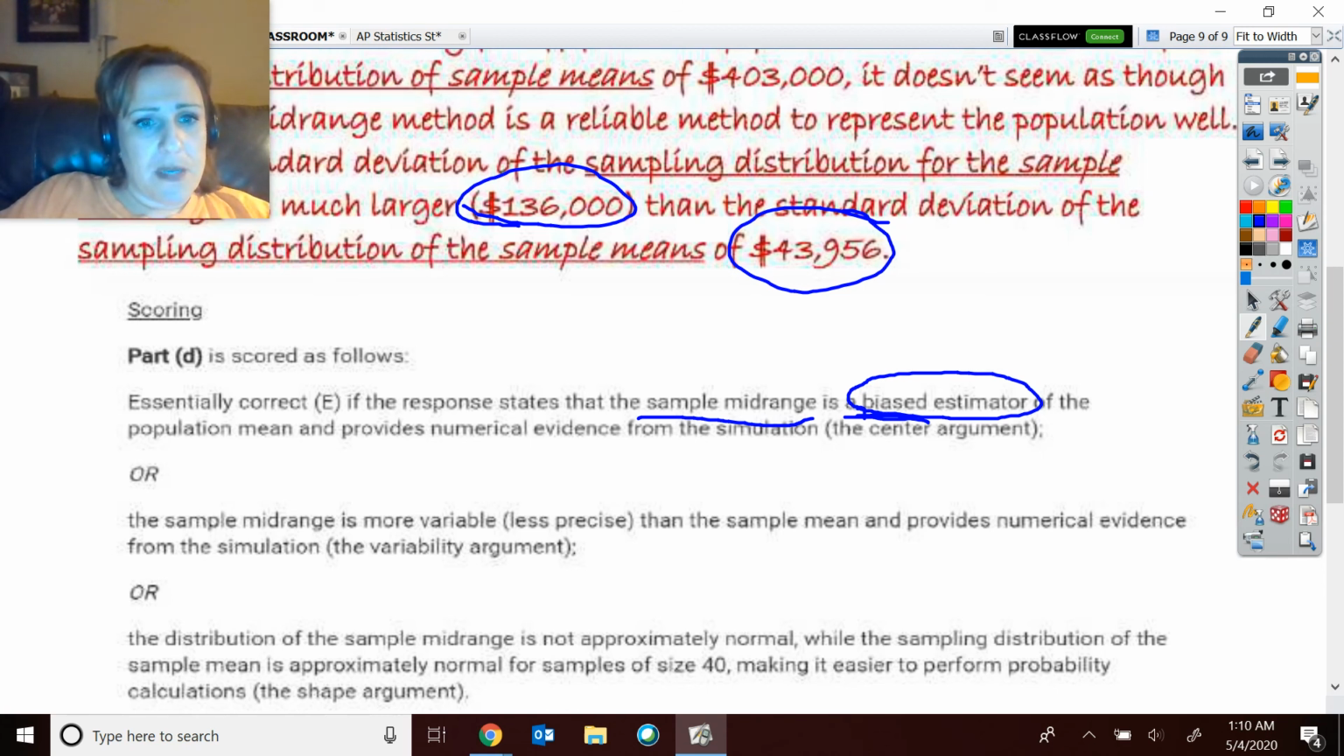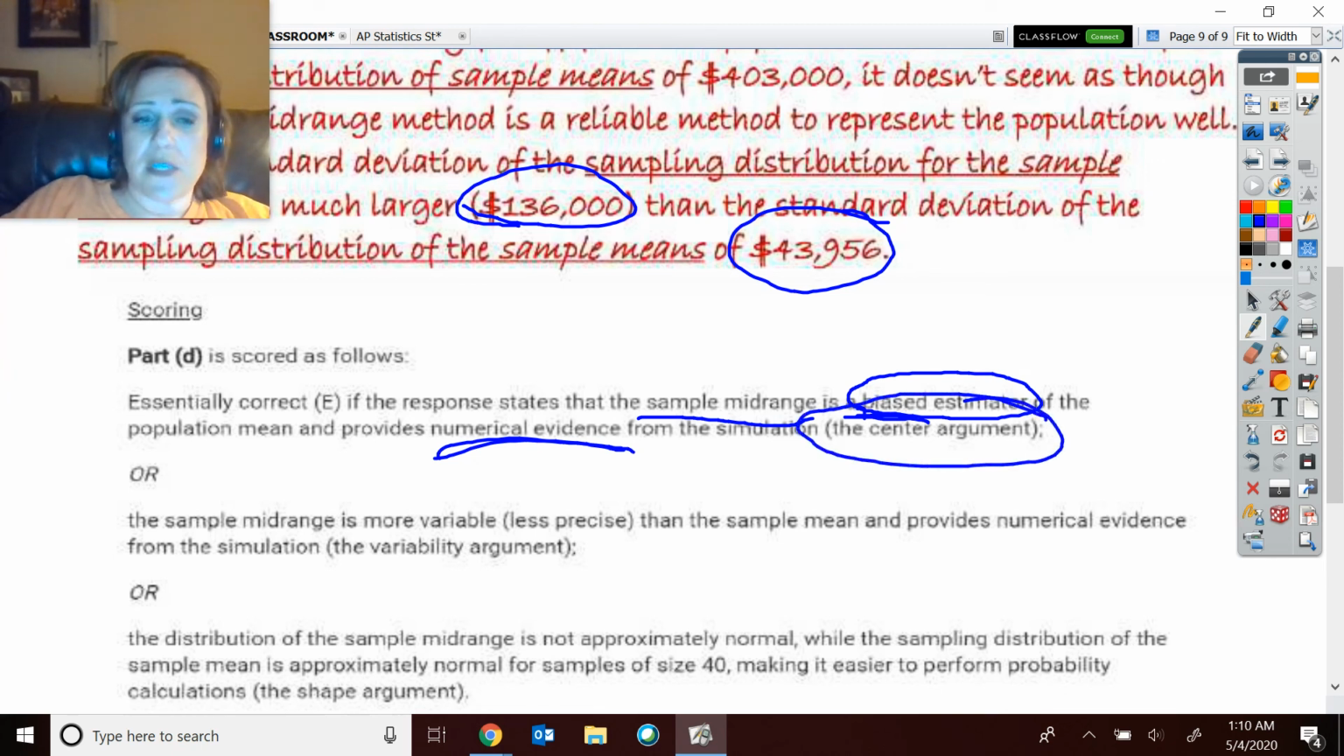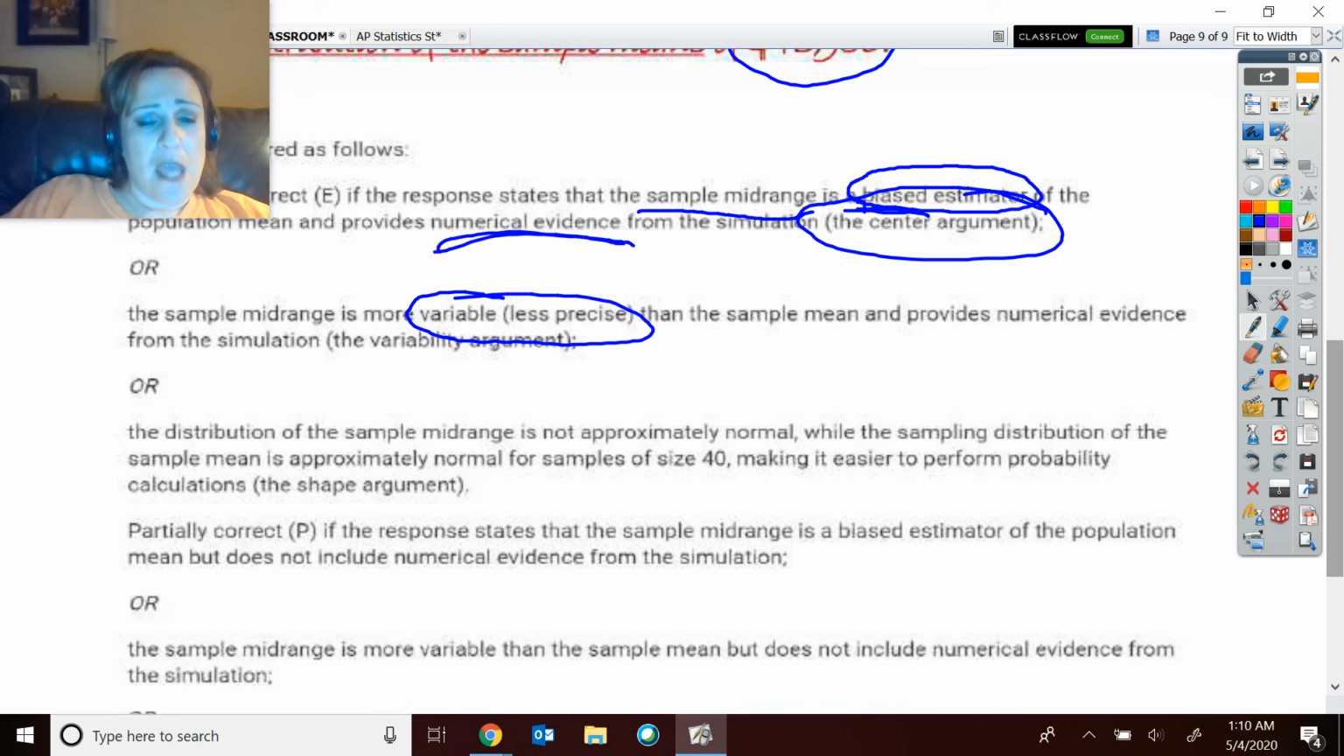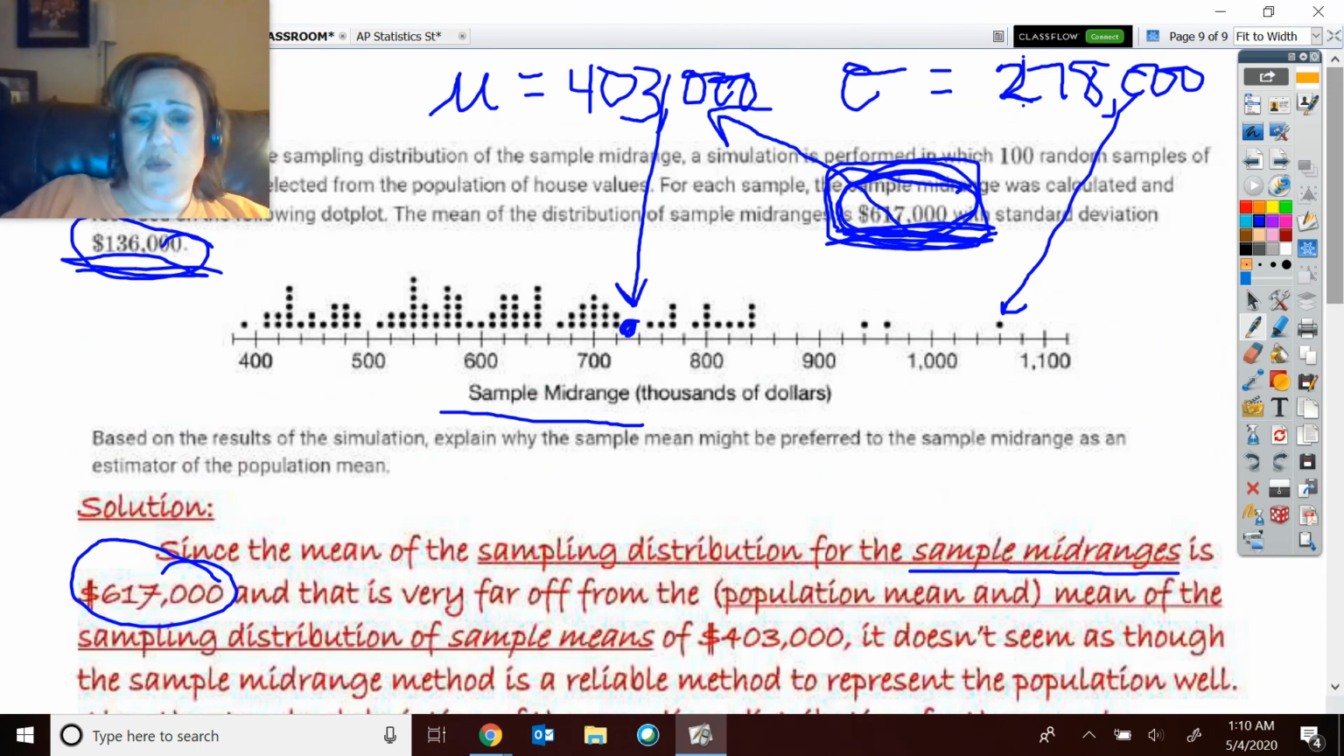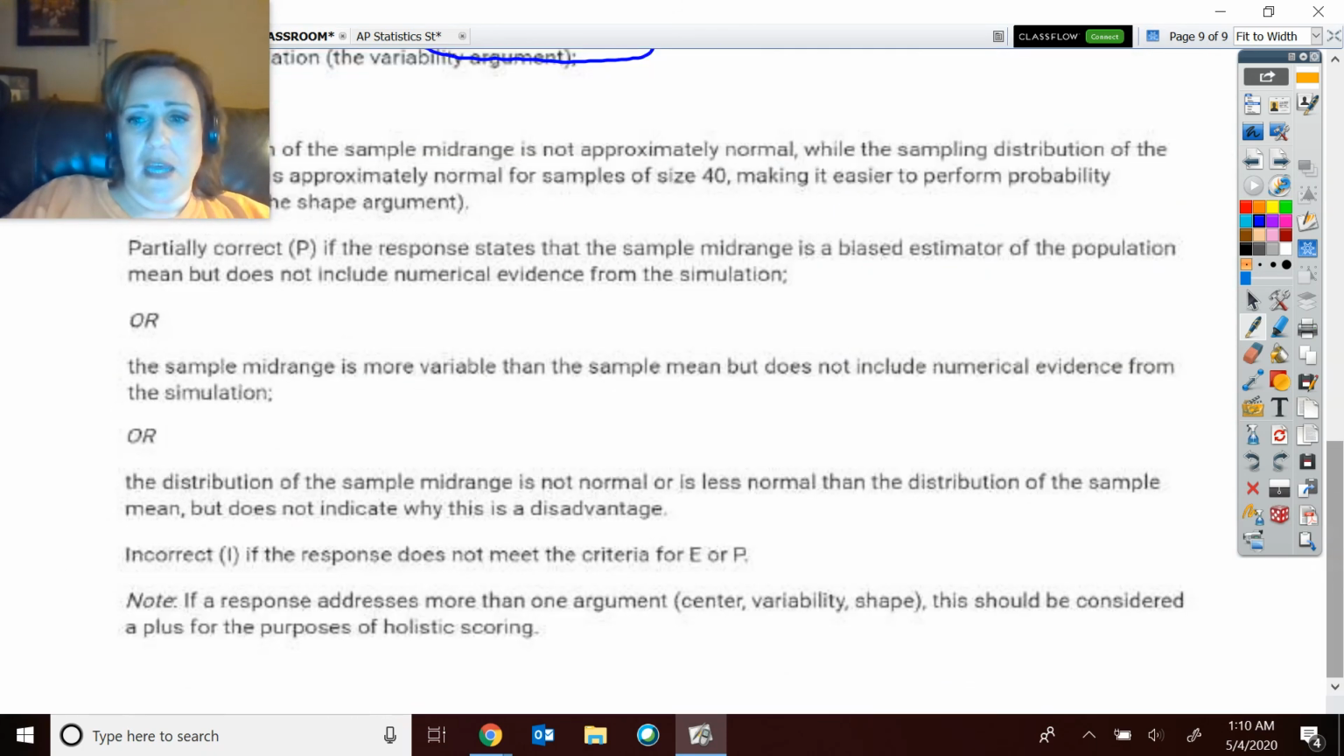Okay, and it provides numerical evidence. So you had to give that actual number value for the center. They actually said you can get an E if you just argued about the center. You could also get an E if you just argued about how the variability of it is less precise. So you didn't actually have to do both. So that's interesting. Or, let's see, they said the shape of this one is not approximately normal. Okay, so that was also a flaw.